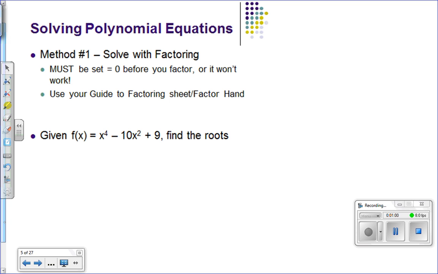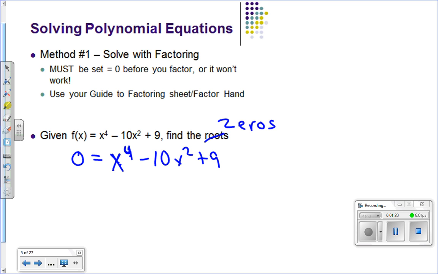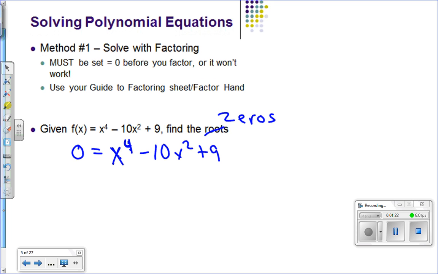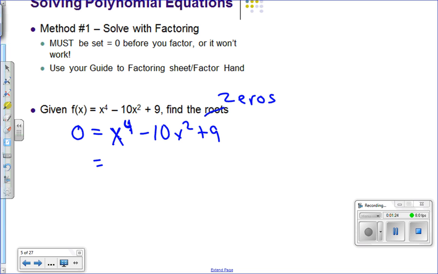Here's the first example. To solve this, we first have to find the roots. Another term for roots is zeros. The zeros are also known as the x-intercepts, which are the values that make f of x 0. So we're going to get 0 equals x to the fourth minus 10x squared plus 9. This is a factorable quadratic in disguise. There are numbers that multiply to 9 that add to negative 10. That's 9 and 1. It's negative 9 and negative 1.